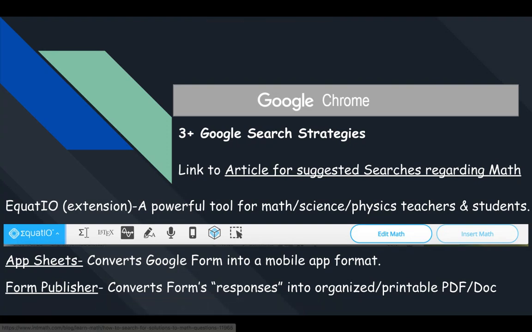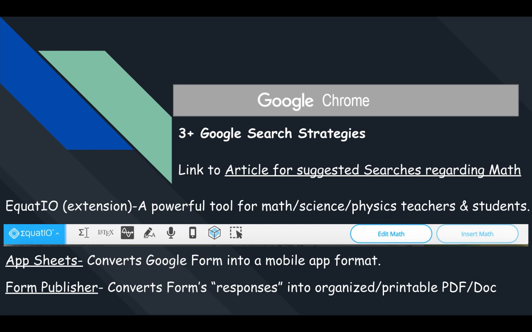So I'd like to talk about some of the Google search strategies that I have, and I am going to reference some information I found from an article that was specifically talking about Google searches with math.